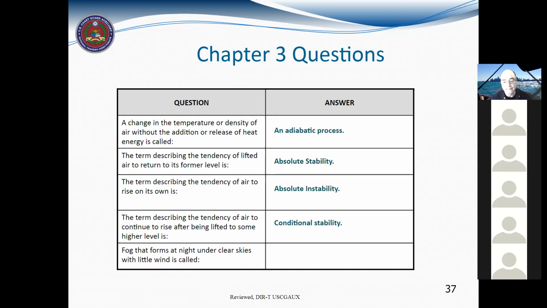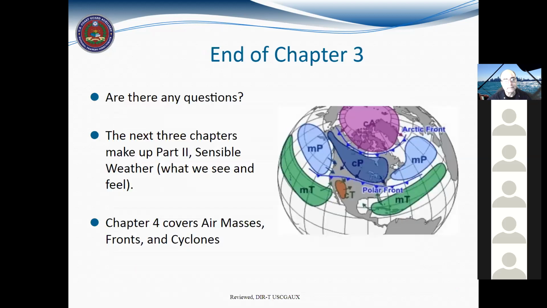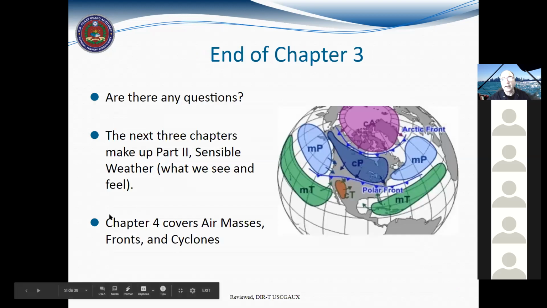Pat Leonardi, fog that forms at night under clear skies with little wind is called? Radiation fog. Good. All right, and I'm going to hop in here, and we are going to do, if I can figure out how to do this.